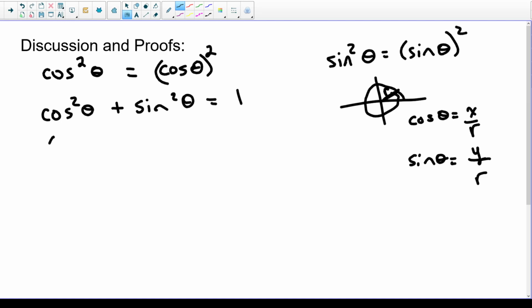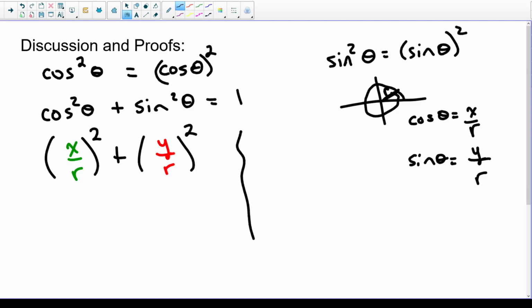Remember that cosine squared theta just means cosine theta squared. So cosine theta is x over r, squared, and sine theta is y over r, squared. What we're doing here is a left side, right side check. We want to check to see, does that equal 1? So how could we expand this? Well, what is x over r squared? That's just x squared over r squared. And the other one is just y squared over r squared.